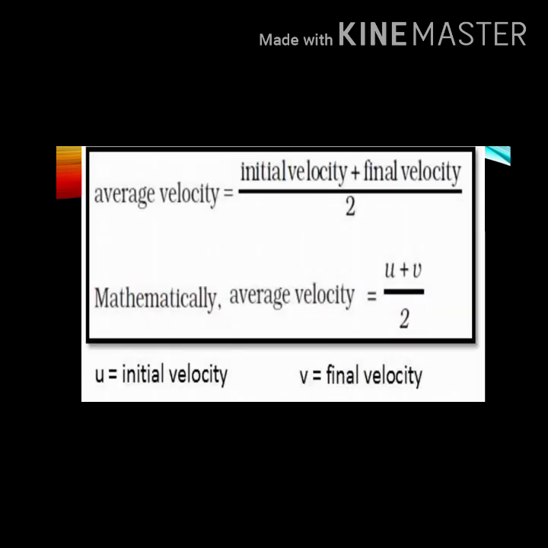Right? Now let us discuss about average velocity. If we have given the initial velocity and final velocity, we can find the average velocity by the equation average velocity equals initial velocity plus final velocity by 2. Mathematically, average velocity equals u plus v by 2, where u is initial velocity and v is final velocity.